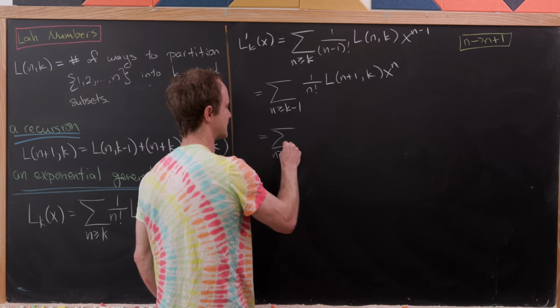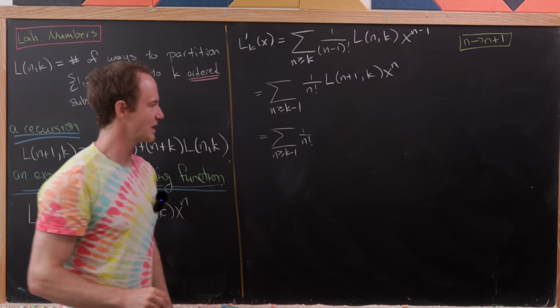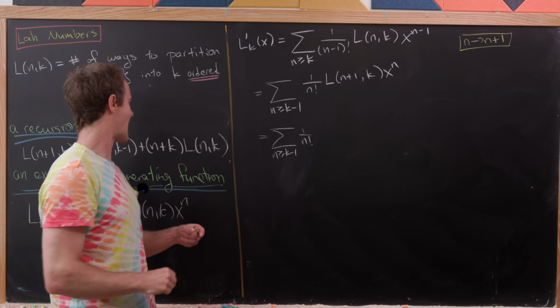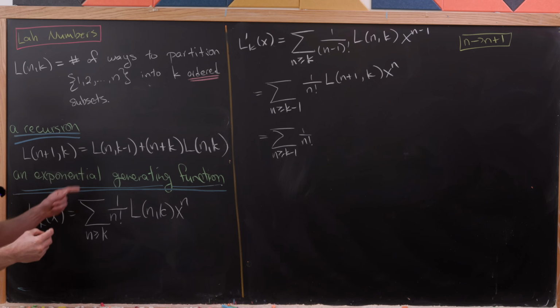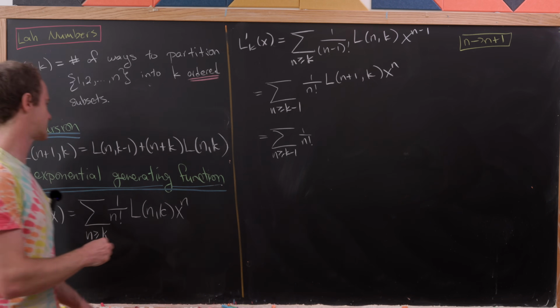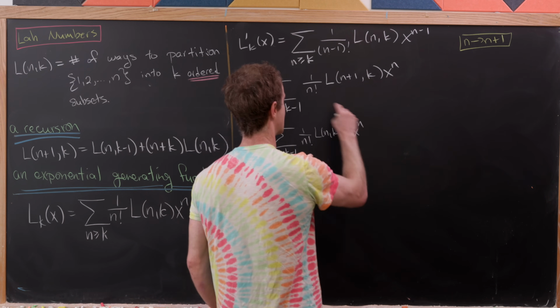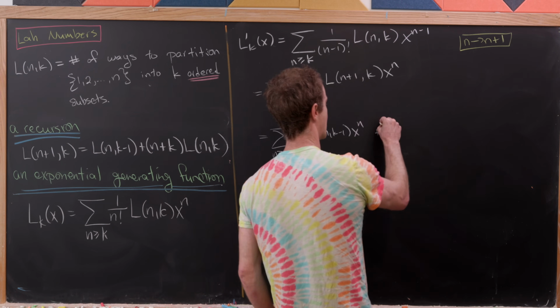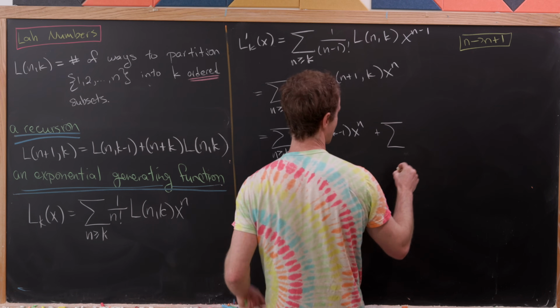So let's just bring some of this stuff down. So we'll have 1 over n factorial, and then I'm going to apply our recursion and split it up into two sums kind of immediately. So we'll have L sub k minus 1 x to the n. That'll be from our first term. And then we'll have plus the sum of n plus k. And I lied, I'm going to split it up into three terms.